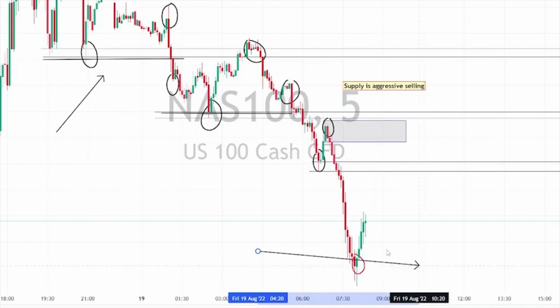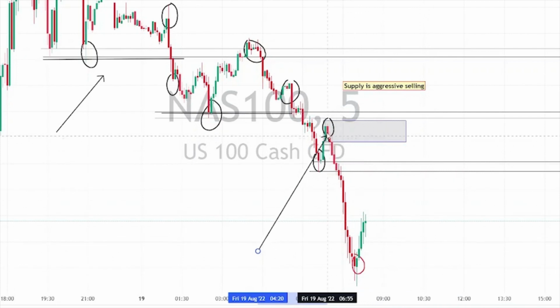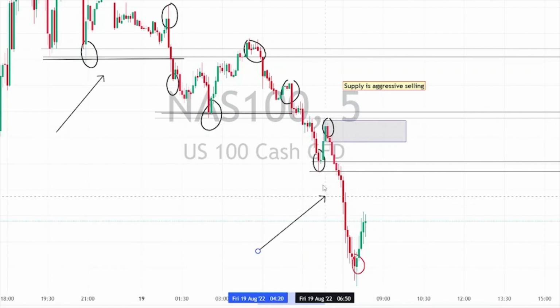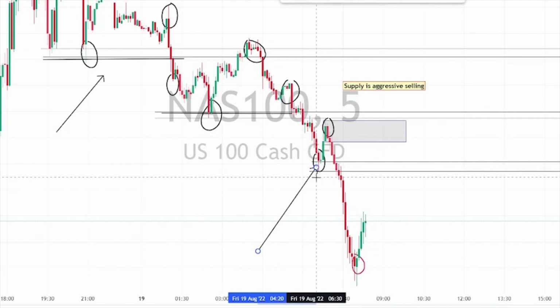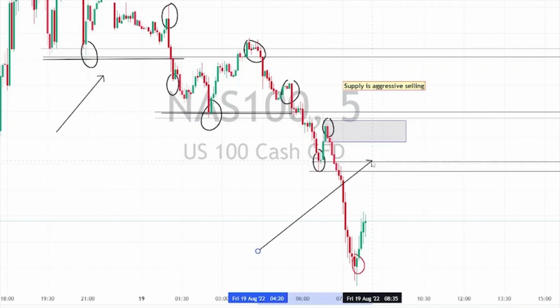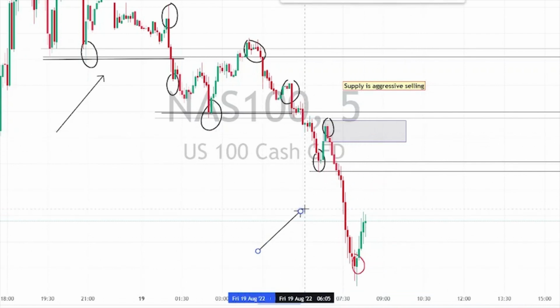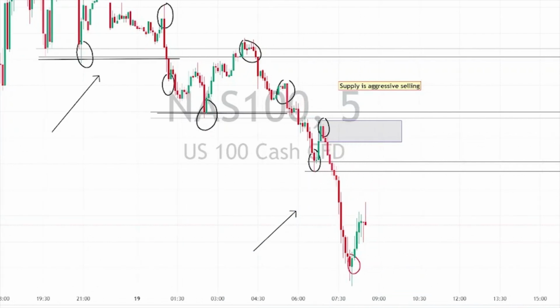I've marked my resistance because the price might come to this resistance and drop, or come to the supply and then drop. Remember what I said? The last up candle before the drop, with my resistance, with my structure. My resistance, because the market could come here and then drop, or come here and then drop. So I have two things waiting for me.